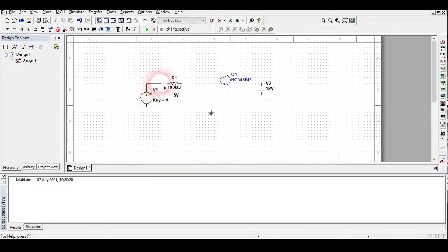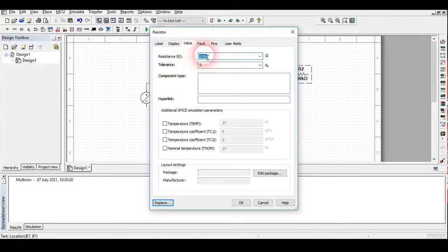Okay, so I'm going to connect it here. So 100 kilo ohm, I would also need a 1 kilo ohm resistor here, so I'm going to copy and paste this thing here, and I'm just going to change the value here to 1 kilo ohm.